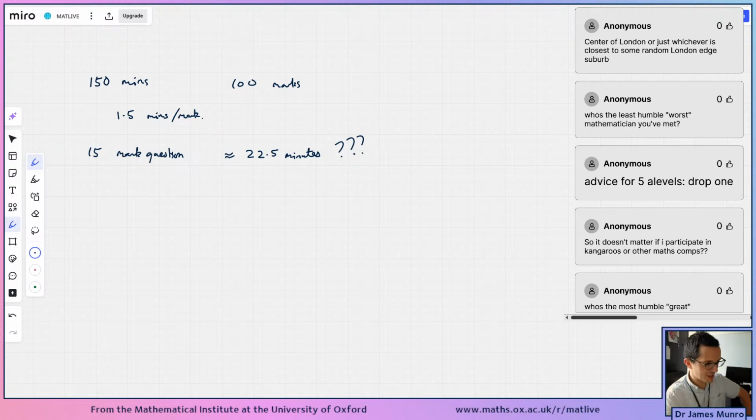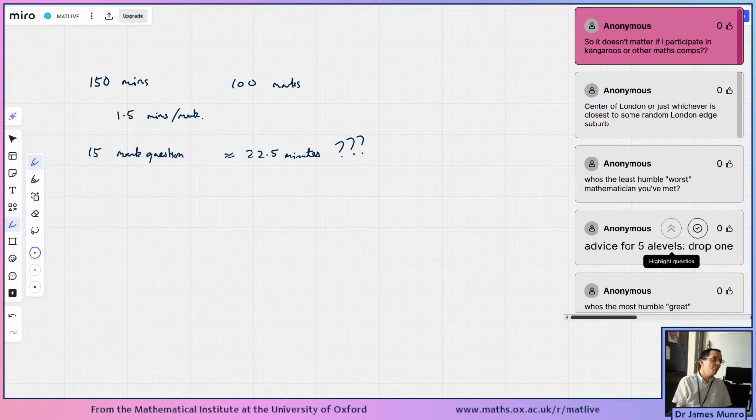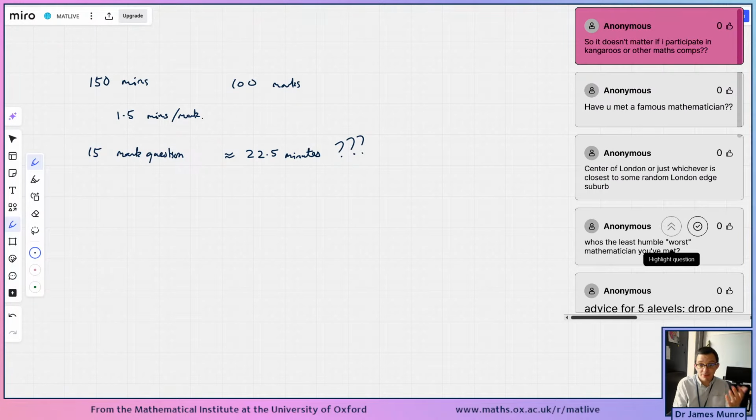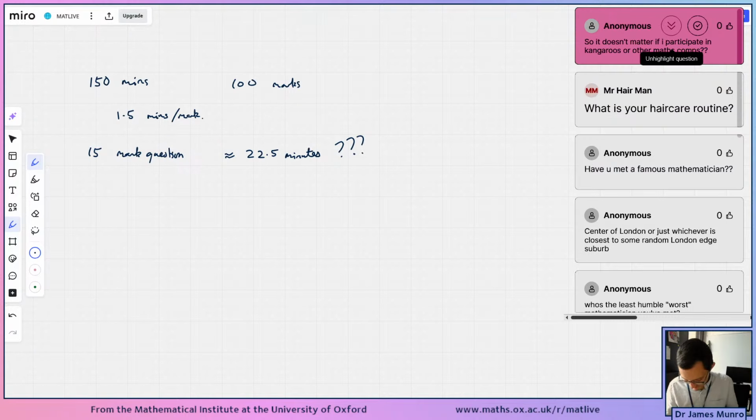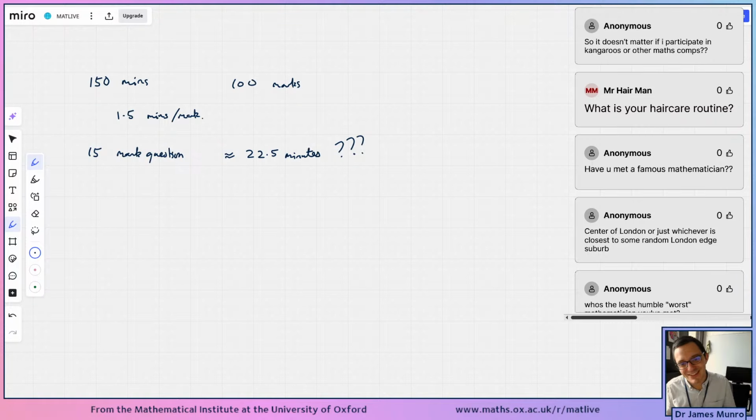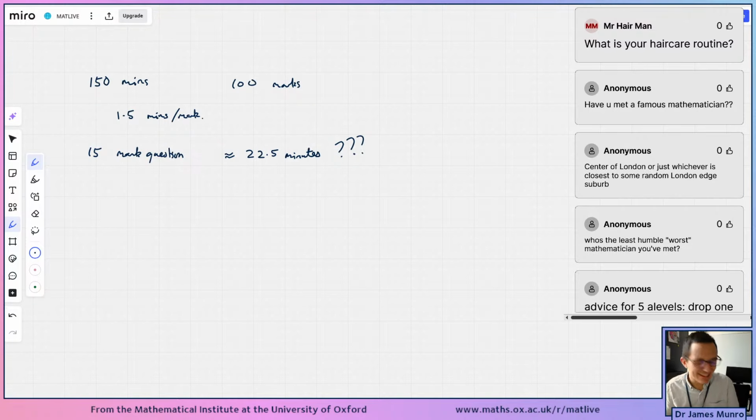Does it matter if I participate in kangaroos or other maths competitions down here? I'm not going to say it doesn't matter, because some people find these things really useful. I liked maths competitions a bit when I was a teenager, quite competitive. I liked them as long as I did well at them, and then I got through to some competitions that I did not do well at. I was less keen on those.